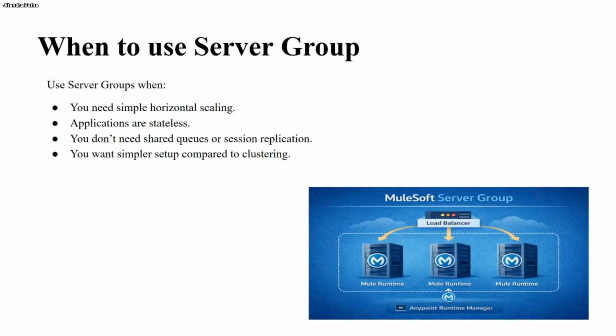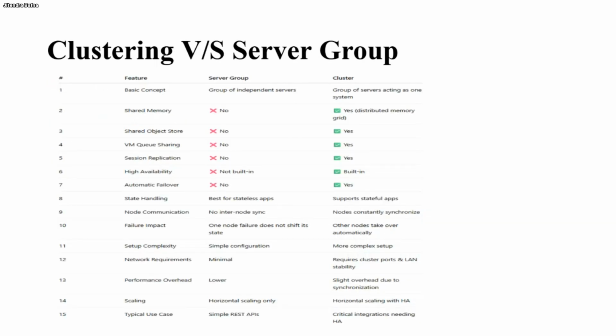Basically, a server group is just a logical grouping of your servers. Apart from that, it's doing nothing. It also provides the liberty of deploying the application directly to the server group, and it deploys to all the four servers. Let's talk about the difference between clustering and server group.